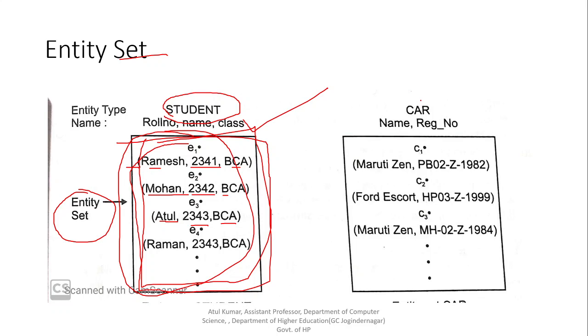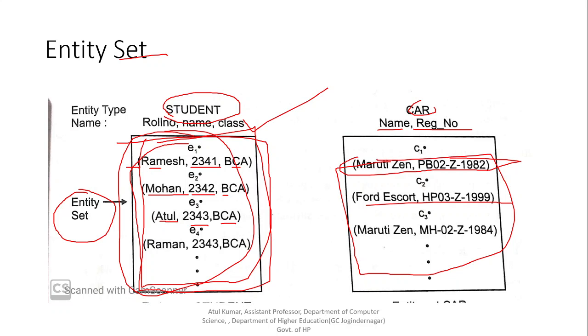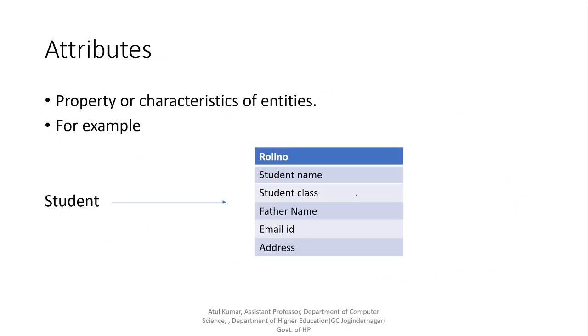Similarly, we have an entity car, and the attributes of this entity are name and registration number. The different instances of this car entity are Maruti Gen PB02Z 1982, and so on. These are the instances of this car entity, and the collection of these entity instances, that is the type of entity car, is called an entity set.